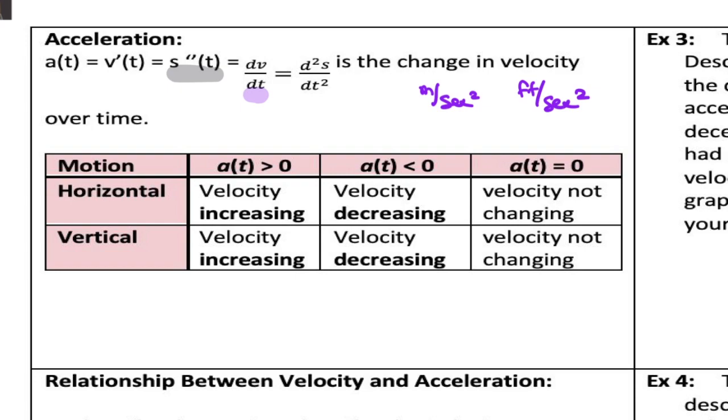So what's happening? If your acceleration is greater than 0, that means your velocity is increasing. And if your acceleration is less than 0, your velocity is decreasing. At times, though, your velocity is not changing at all. And if it's not changing at all, then your acceleration is equal to 0.